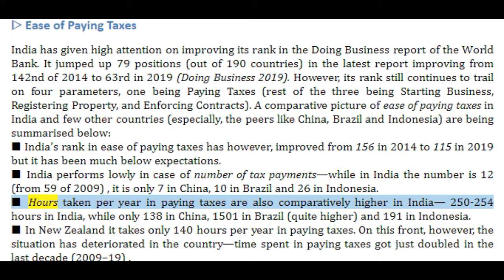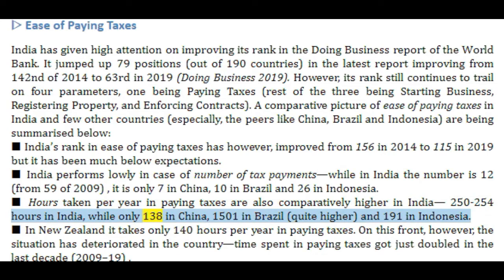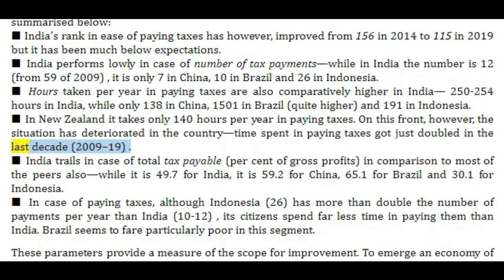Hours taken per year in paying taxes are also comparatively higher in India, 250 to 254 hours, while only 138 in China, 1501 in Brazil, quite higher, and 191 in Indonesia. In New Zealand it takes only 140 hours per year in paying taxes. On this front, however, the situation has deteriorated in the country. Time spent in paying taxes just doubled in the last decade, 2009 to 2019.